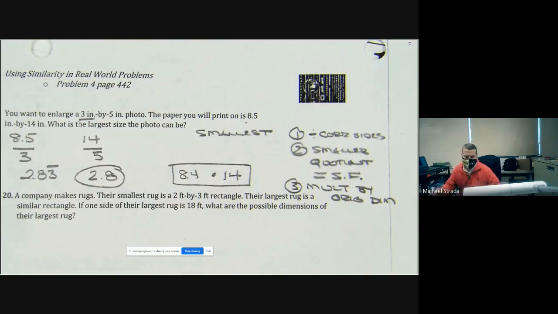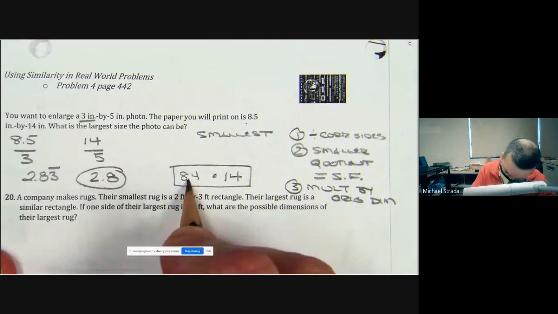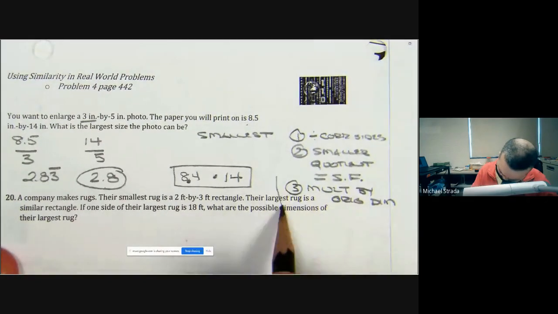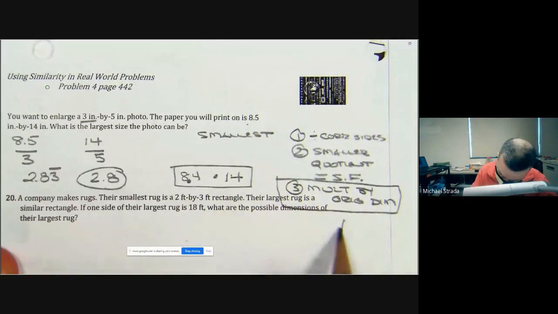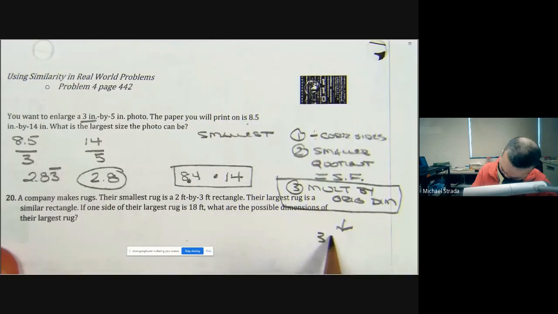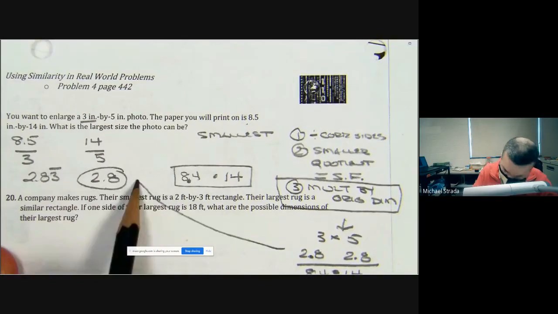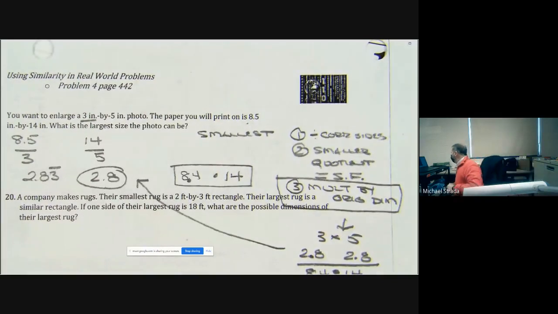All right, Christina, where'd you get the 8.4 from? The part 3, multiplied by the original dimensions. So the original dimensions were 3 by 5. So I multiplied each of those by 2.8. And I get 8.4 and 14. The 2.8 comes from the smaller quotient. All right, good.